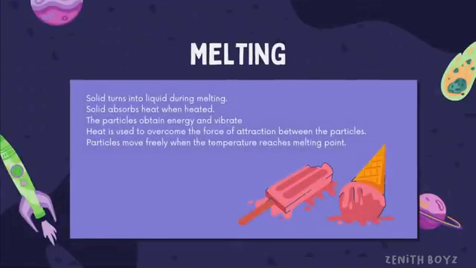Solid turns into liquid during melting. Solid absorbs heat when heated. First, the particles obtain energy and vibrate faster. Second, heat is used to overcome the force of attraction between the particles. Third, particles move freely when the temperature reaches melting point.